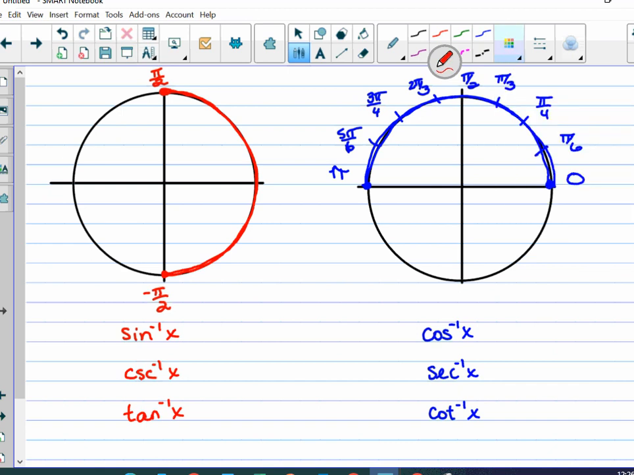The red circle, first quadrant is normal, right? Pi over 6, pi over 4, pi over 3. This is 0. Now into the fourth quadrant, normally that would be 11 pi over 6, but that's not what it is for us. Negative pi over 6, negative pi over 4, negative pi over 3.